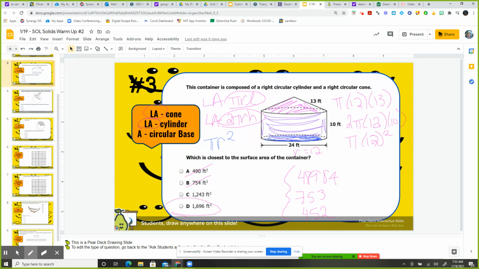About 1696. And the trick here is to realize that that middle circle, this one right here, you don't need that. So you need the lateral area of those 2 solids and then 1 circular base, because you're just looking for the outside, not the inside, right? Questions on that, ladies and gentlemen?